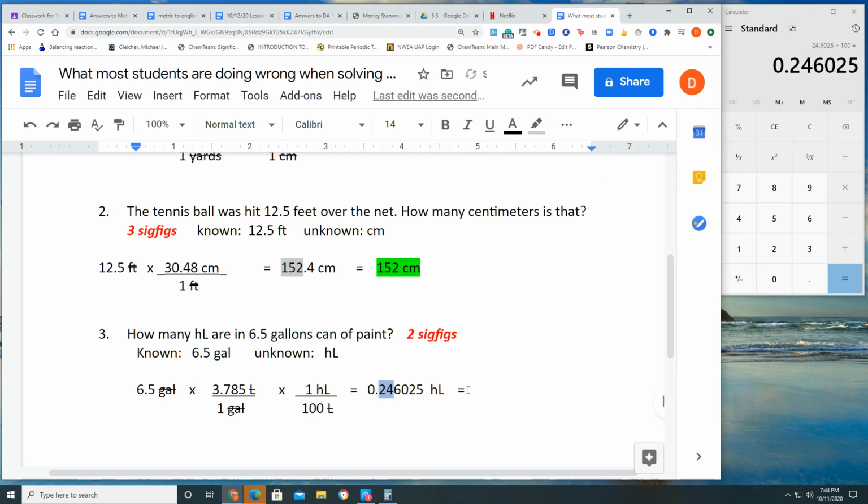So our 6 says we round up. So we're going to go 0.25 hectoliters. And that would be our final answer. Highlight it, and we're done. There's where most of our mistakes are: not writing down the correct number of significant figures, and not writing down what is known and unknown. And if you can't figure out what's known and unknown, you need more practice.